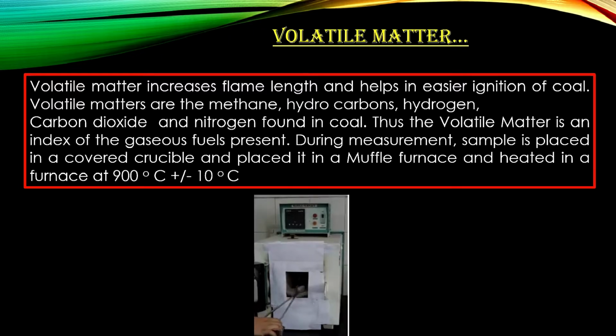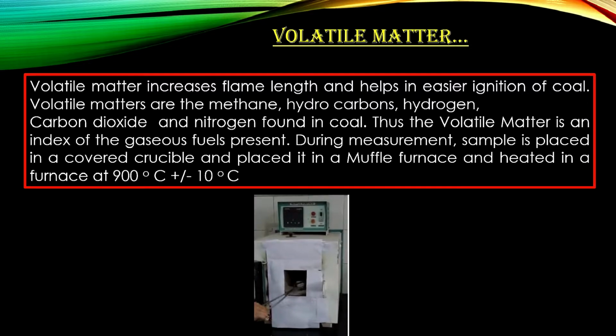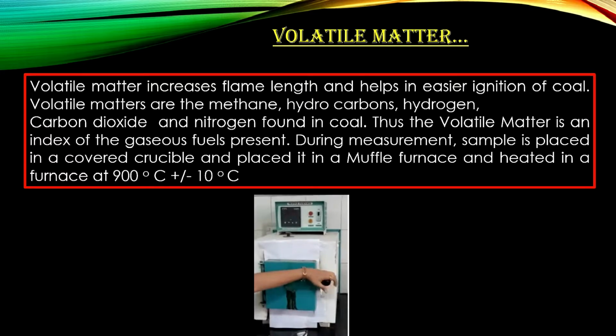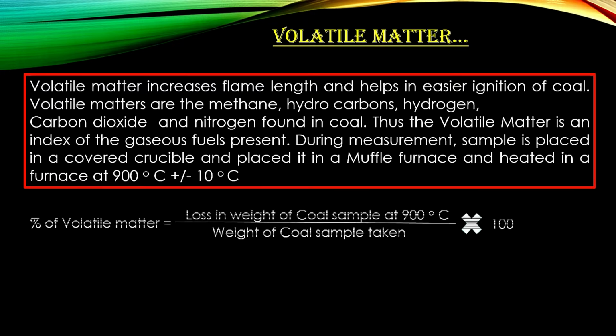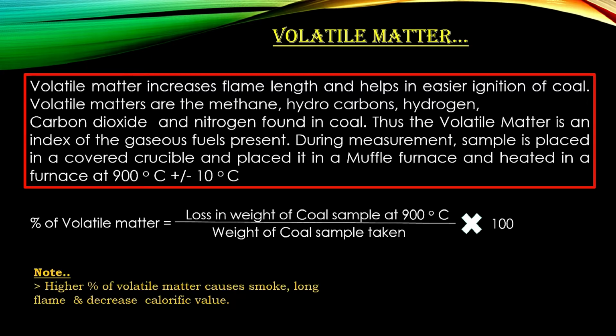After 7 minutes, the sample is taken out and the same cooling and desiccator process is carried out as previously. Then measure the weight of the sample. So, the percentage of volatile matter is calculated by the loss of weight of coal sample at 900 degree centigrade divided by the weight of coal sample taken, multiplied by 100. Higher percentage of volatile matter causes smoke, long flame and decreased calorific value.